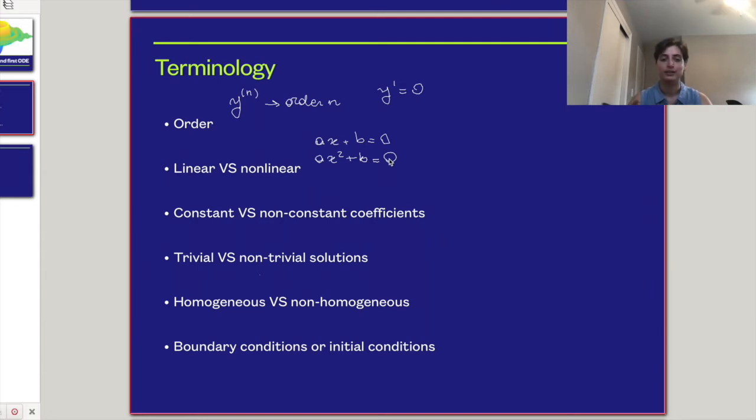Derivatives are linear operators. So if you're taking high-order derivatives, they are linear. So if you have something like y second plus y prime equals 0, this is linear. While if you have a product of the unknown with itself, or derivatives of the unknowns multiplied by themselves, that is nonlinear. So if you have y second plus y prime times y equals 0, this is nonlinear.